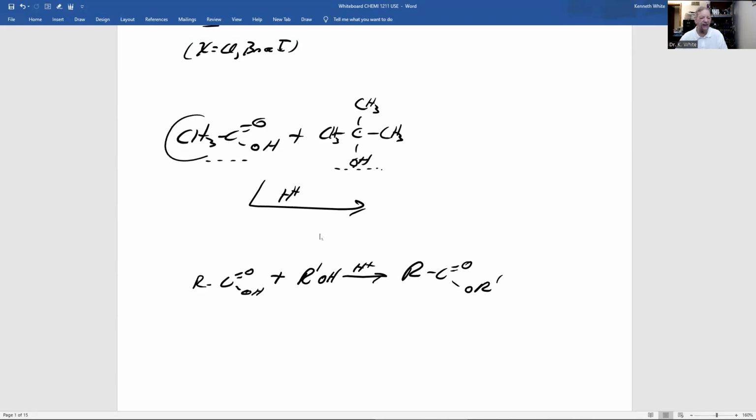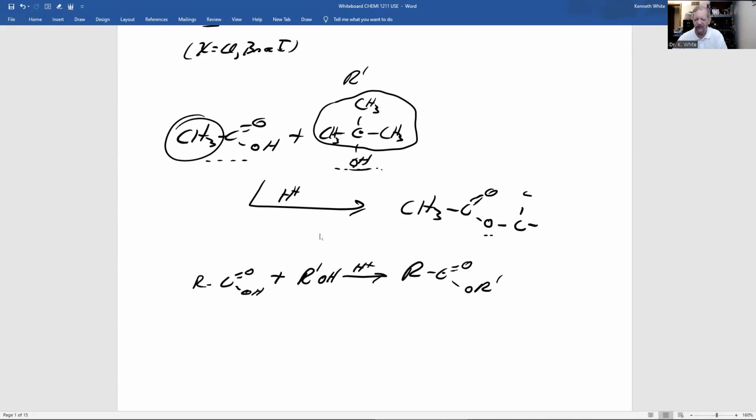And what's our R? What's our R prime? T-butyl. And therefore, I have my R group, my carbonyl, my oxygen, R prime. The carbon with the hydroxyl group here will be the carbon bonded to the oxygen here, which is the T-butyl group. And I know there are 4 bonds to carbon, and I'll put in the rest of my hydrogens.